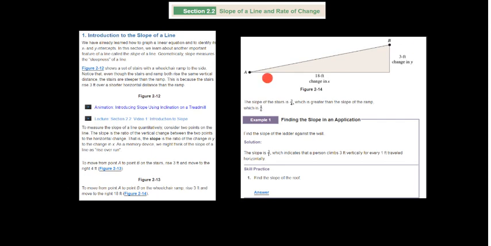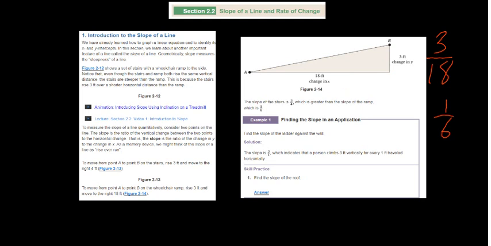So we see here, this is a wheelchair ramp. It runs 18 feet in the time it takes to go up 3 feet. Since slope is defined as the ratio of rise over run, we are rising 3 feet in the time it takes us to go 18 feet. Therefore, my slope is 3 over 18, or in other words, 1/6. So that is the slope of that.